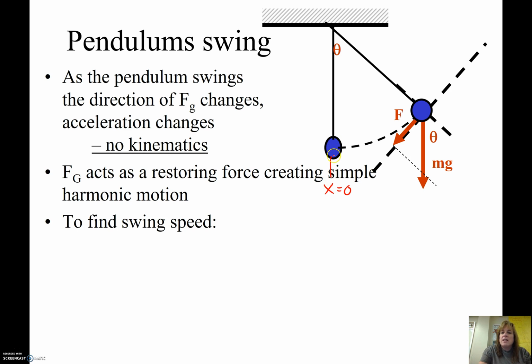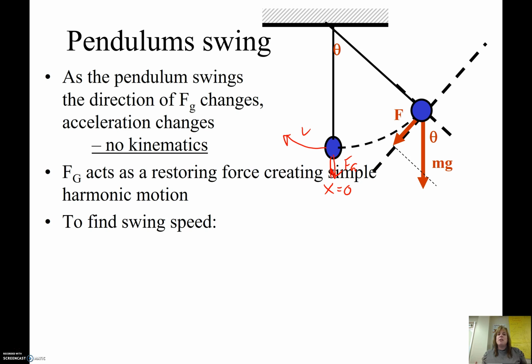Now, when it gets here to the equilibrium position, the force of gravity is straight down, so it's not acting as a restoring force there, which is why the pendulum would be at rest in that equilibrium position. But it has speed when it gets down here, which means it's going to keep swinging in that direction because it has some velocity. And once I do that, the force of gravity wants to pull me back towards that equilibrium position. So the force of gravity acts as a restoring force.